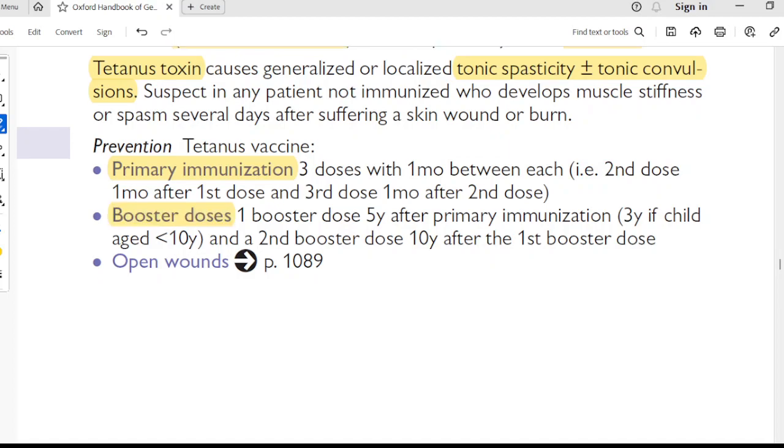Booster doses: 1 booster dose every 5 years after primary immunization, or at 3 years if a child is aged less than 10 years, and the second booster dose 10 years after the first booster dose. So if you're giving a 3-year-old child a booster at the preschool vaccination, first you give doses at 2, 3 and 4 months, and then at 3 years 4 months you give the preschool vaccine as a 4-in-1 vaccine, and a second booster dose 10 years after the first booster dose.